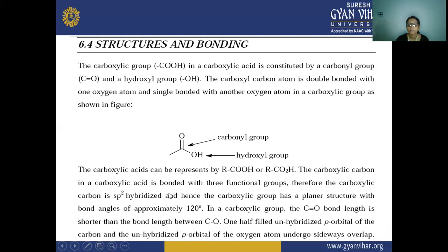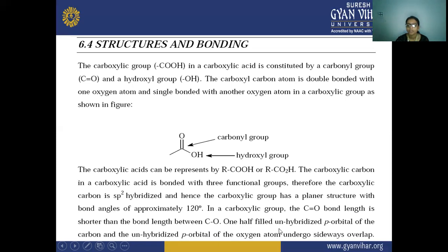So the carboxyl carbon in a carboxyl group is bonded with three groups, 1, 2, and 3. This carboxyl carbon is sp2 hybridized, and the carboxyl group has a planar structure, with the angle between the groups approximately 120 degrees. In a carboxyl group, the C=O bond length is shorter than the C-O single bond length, because it has a double bond, so it is shorter than the C single bond O.